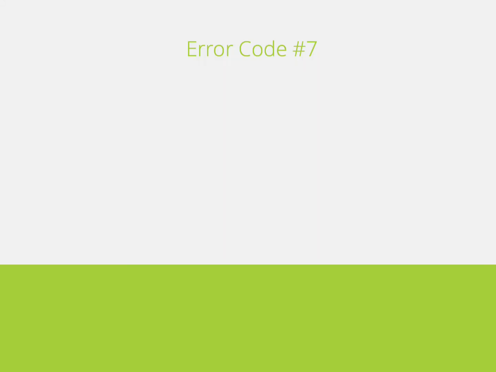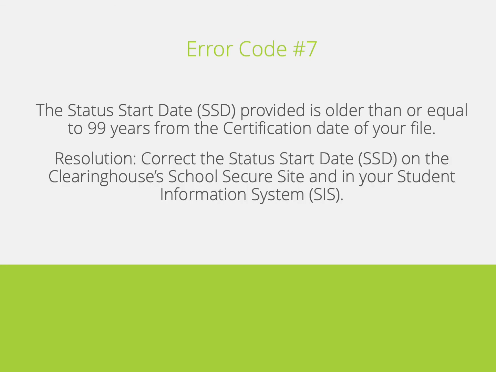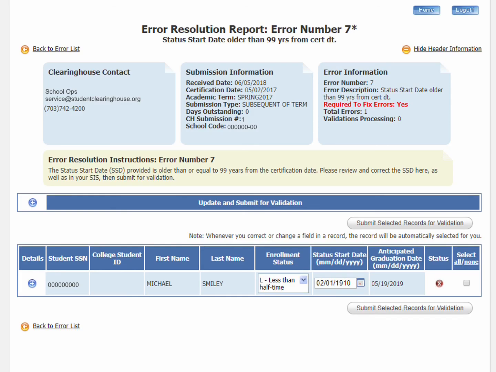Lastly, you may see error code number 7. This is when the status start date provided is older than or equal to 99 years from the current certification date of your file. To resolve this error, please correct the status start date for the current term. Then also please be sure to update your student information systems with this change to avoid this error from occurring again. Expand the student's record from the row with the student you wish to review.